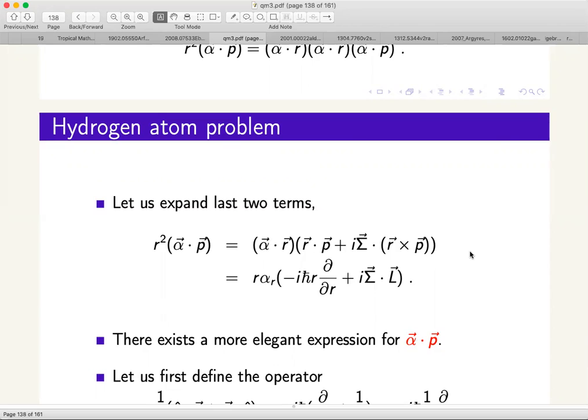If we represent x, y, z in polar coordinates, x is r sin theta cos phi, y is r sin theta sin phi, and z is r cos theta. So we'll get cos theta sigma z plus sin theta cos phi sigma x plus sin theta sin phi sigma y. So we'll get something that is still dependent on theta and phi.